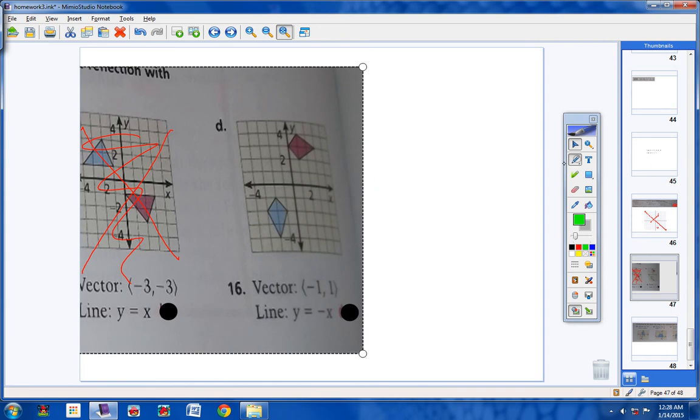Take your pre-image P right here, move it negative 1, positive 1, so 1 to the left, up 1, 1 to the left, up 1, 1 to the left, up 1, and 1 to the left, up 1, okay? So there's my new translated figure. Translated means I've just moved it around. Now we're going to reflect it in the line y equals negative x, okay? So here's y equals negative x right here.